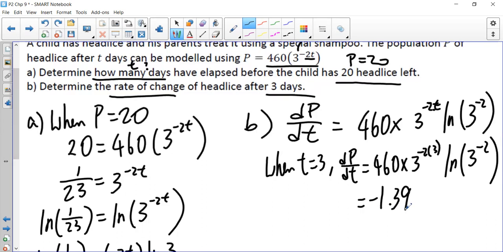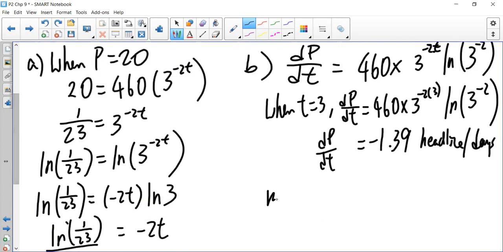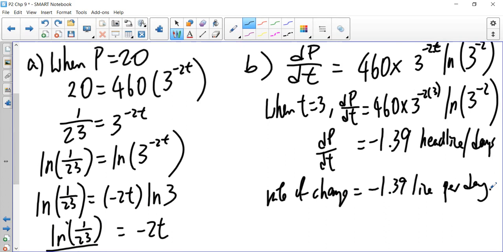So what is the unit? dP by dt: P is the numerator, P means the amount of head lice, over t, which is days. That means the rate of change is -1.39 lice per day. Okay, and that's the answer.